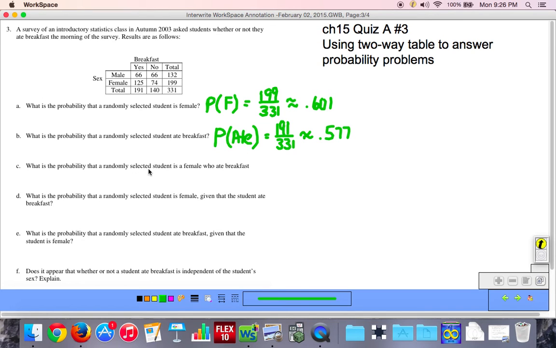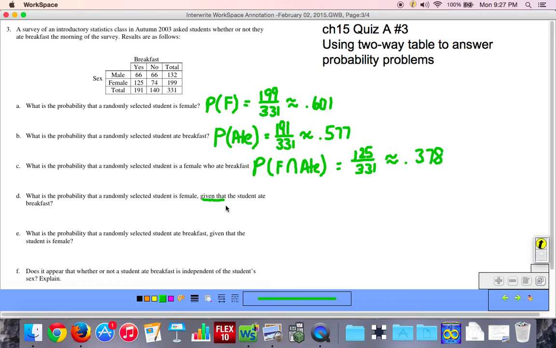What is the probability that a randomly selected student is a female who ate breakfast? So we want the probability that it's a female and they ate breakfast. Well, that would be 125 over 331. The probability of the females who ate breakfast is 125 out of the total 331, which is approximately 0.378.